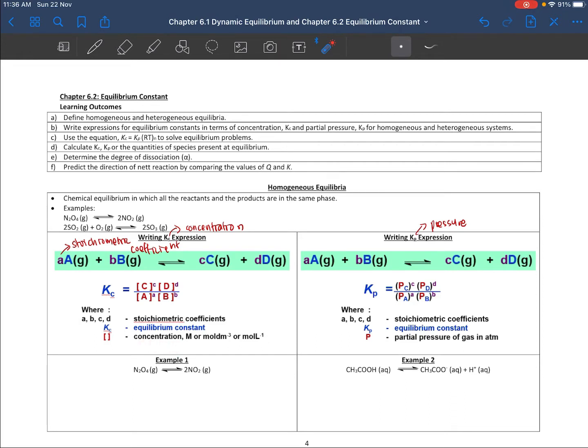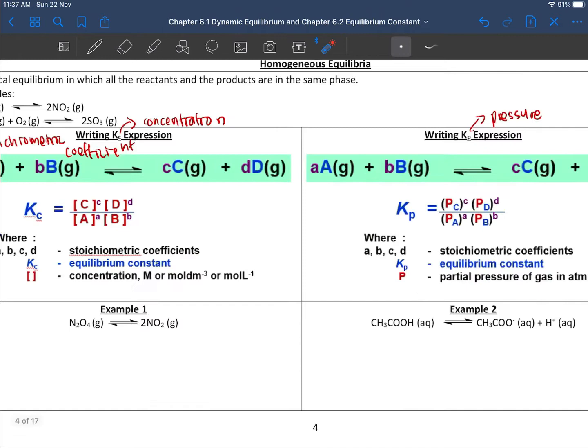Kita belajar dekat law of mass action, nak tulis Kc, kita ambil produk, darabkan concentration C, darab concentration D to the power of its stoichiometry, which is C ni power dia c kecil, D besar ni power dia d kecil. And then over bawah ni adalah reactant, concentration A, concentration B to the power of a, to the power of b. So itu cara tulis Kc.